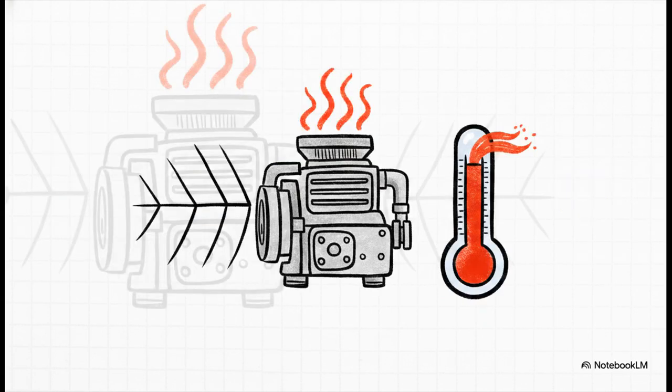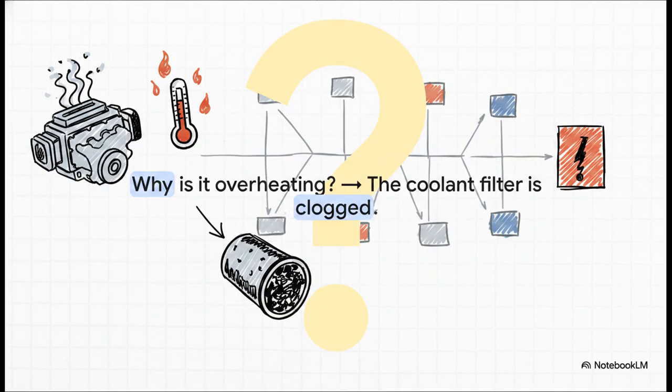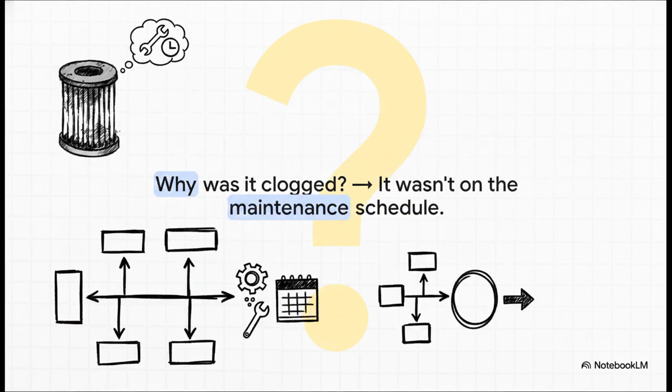So let's say your team is brainstorming, and someone says, "I know, the machine is overheating." Okay, that's a start. That's a symptom. But we're not going to stop there, are we? So we ask our first why. Why is it overheating? And the answer is, the coolant filter is clogged. Great. We could just change the filter and go to lunch. Easy fix. But we're better detectives than that. So we ask again, why was the filter clogged? The answer? It wasn't on the regular maintenance schedule. Aha! Okay, did you see what just happened? We just went from a machine problem to a process problem.